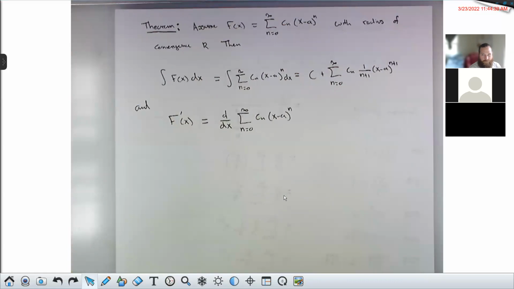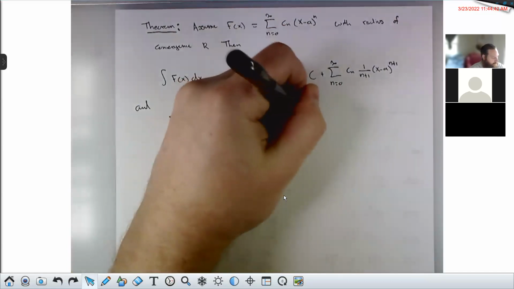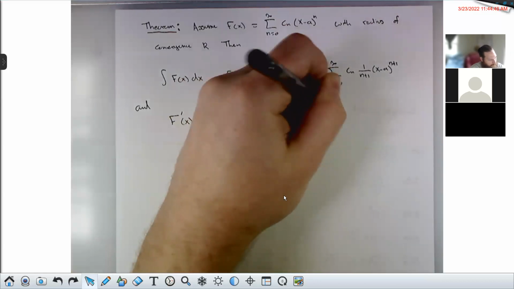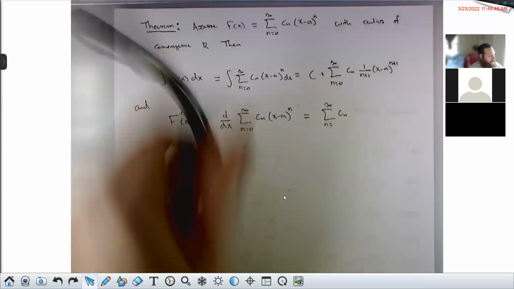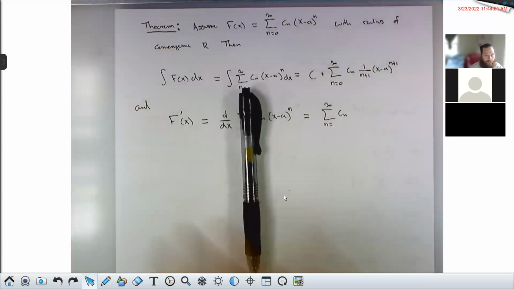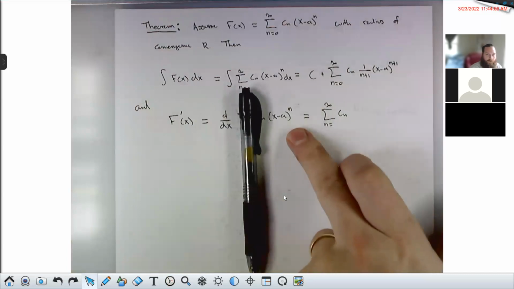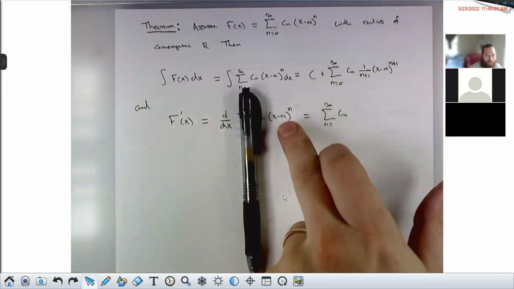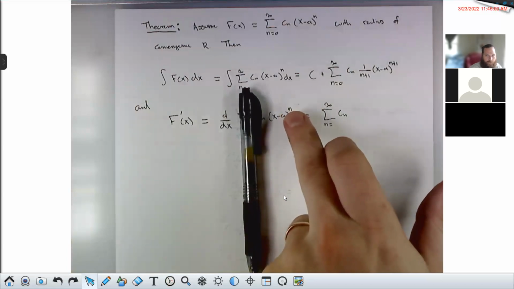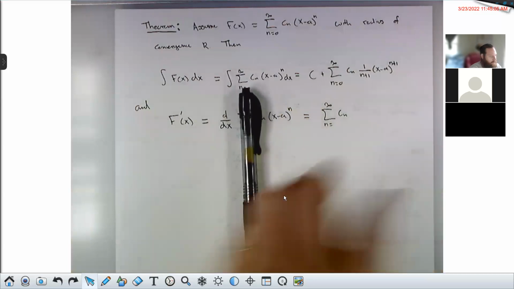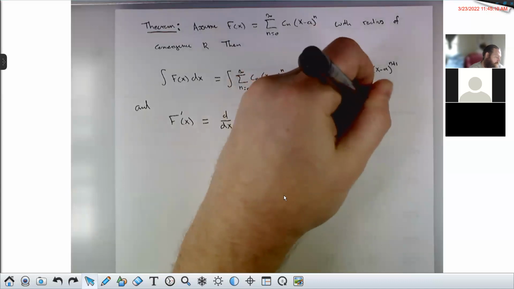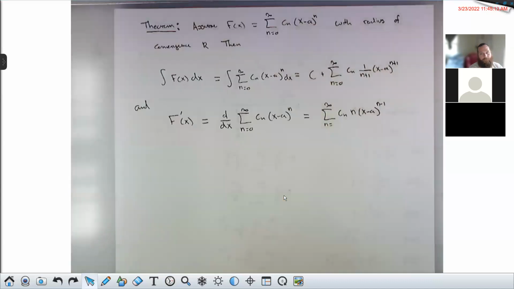This goes almost exactly how you would think. Again, cover up the series and the Cn's, and what you see is you're differentiating x minus a to the n. Well, that's a little baby chain rule thing, right? That would be n times x minus a to the n minus 1 times the derivative of x minus a, which is just 1. And that's what you get, n times x minus a to the n minus 1.